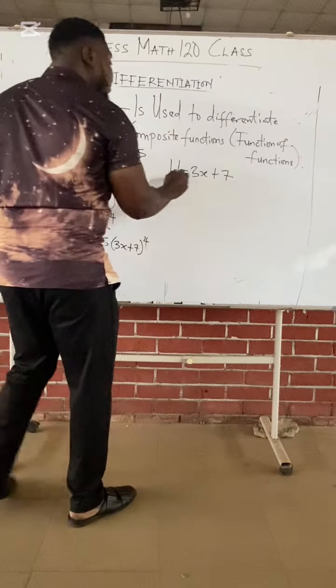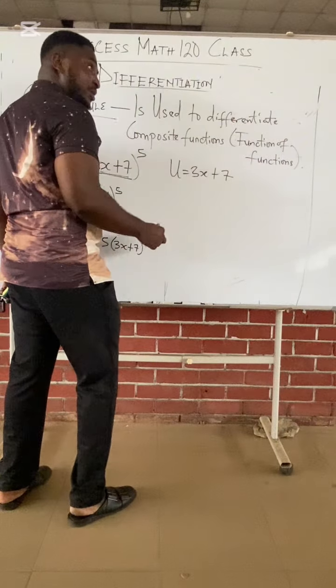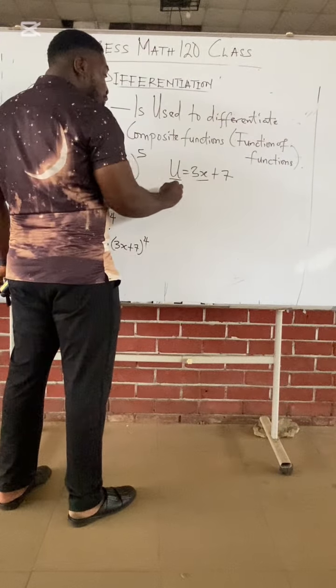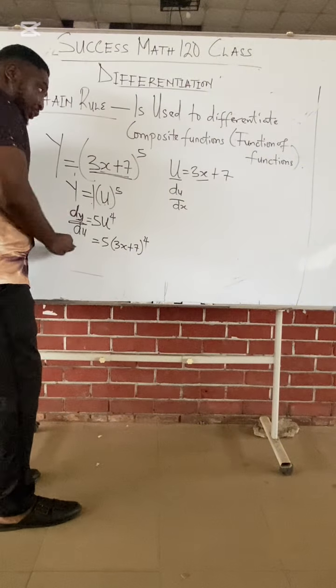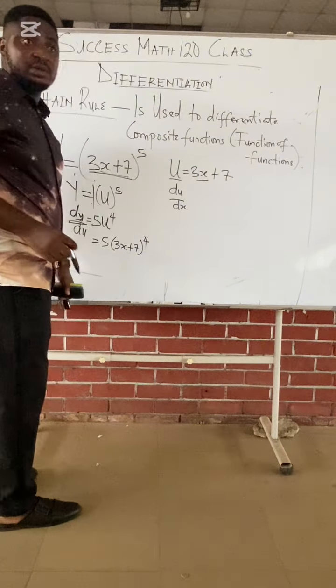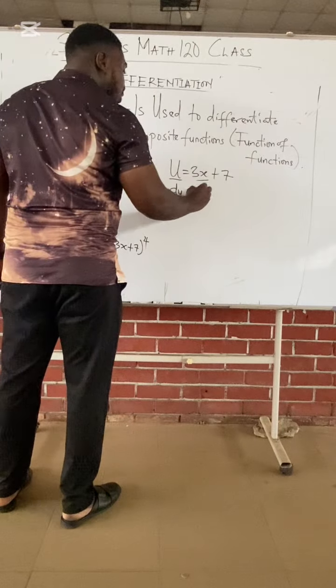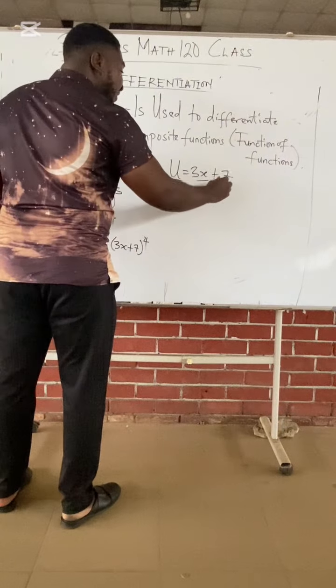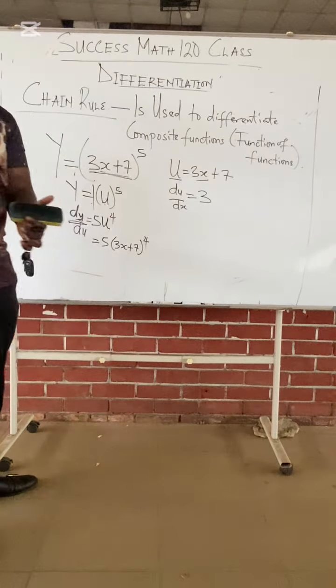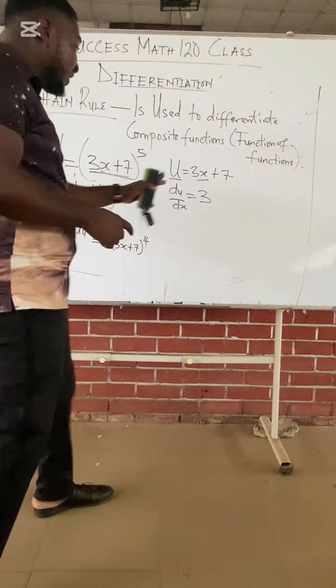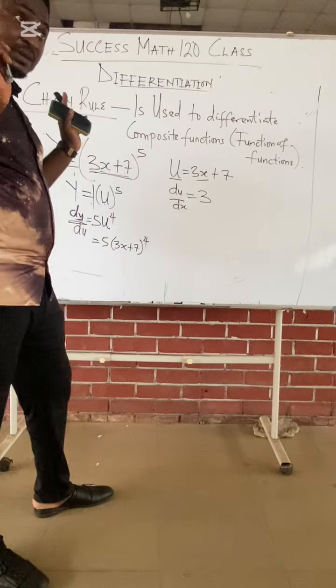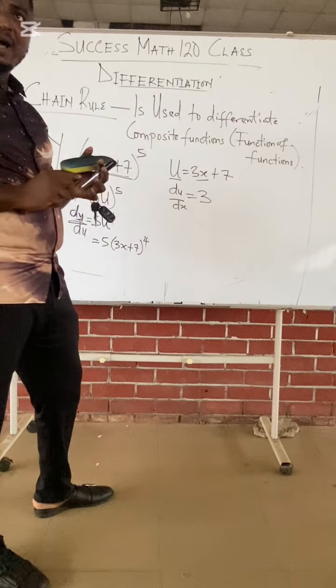Now if u is 3x plus 7, let us also differentiate this expression. Differentiating u with respect to x gives du/dx. If y to u is dy/du, u to x is du/dx. Differentiate 3x, what do you have? 3. The 7 is a constant, it disappears. Any number that does not contain x, when differentiated, disappears. And differentiating 3x, you just have 3. Clean the x, take the number. Are we together?